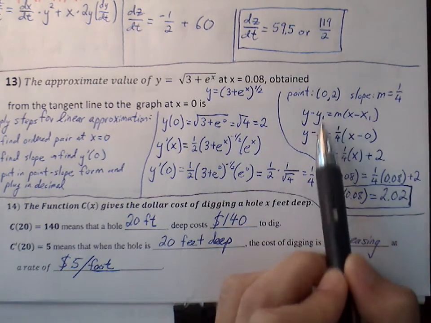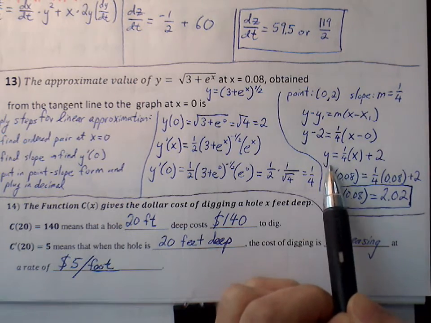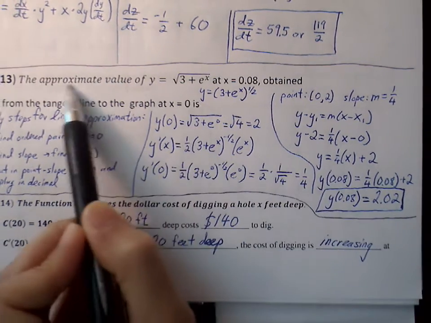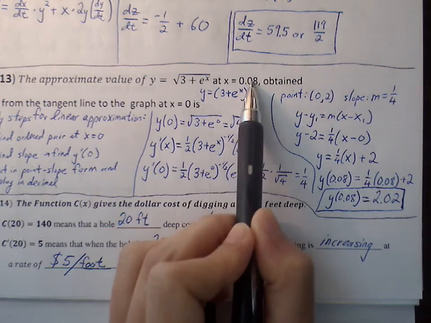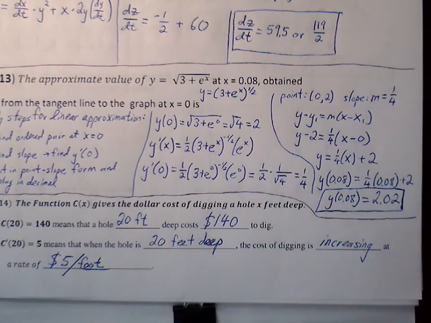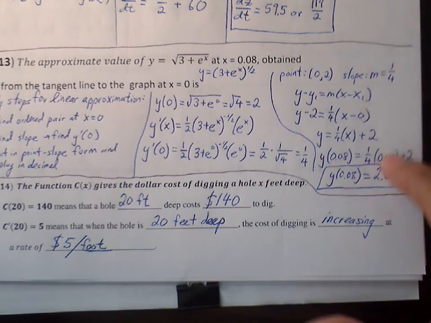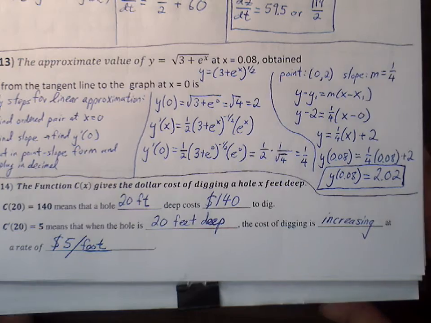So now we have our ordered pair. We have our slope. Put into point slope form. Get y by itself. And now our final step is where the approximation comes in. We're going to take that 0.08 and put it into the linear function. 1/4 times 0.08 is 0.02. 0.02 plus 2 is 2.02.